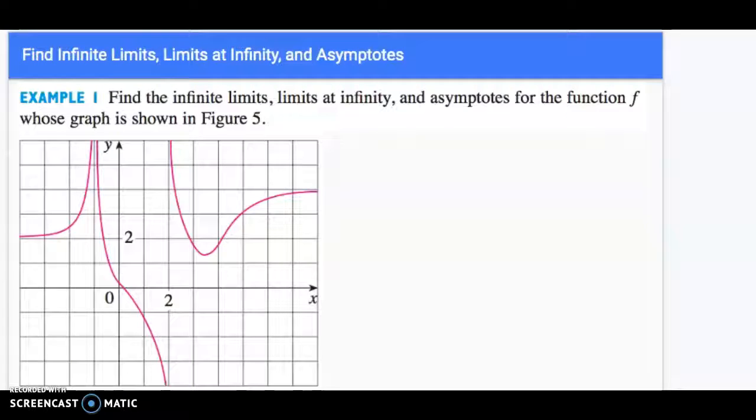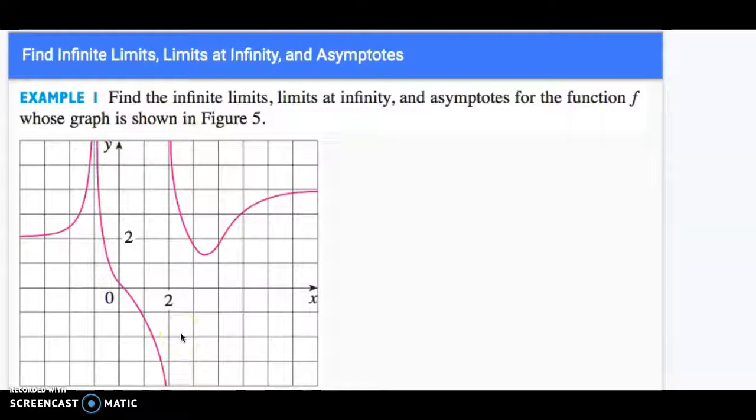In example 1, we are finding the infinite limits, limits at infinity, and asymptotes of the function. So when you look at your graph, you want to look for wherever there would be asymptotes. Let's look for vertical asymptotes first. It looks like there's a vertical asymptote at -1. There's a vertical asymptote at 2.